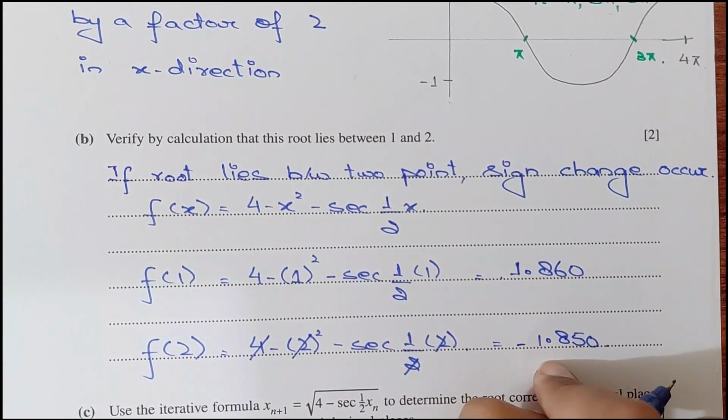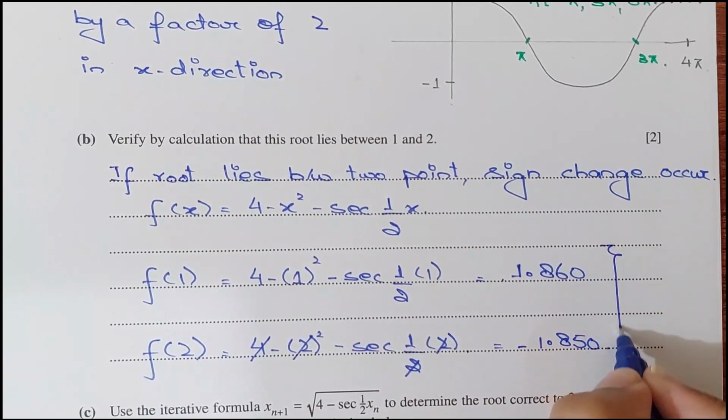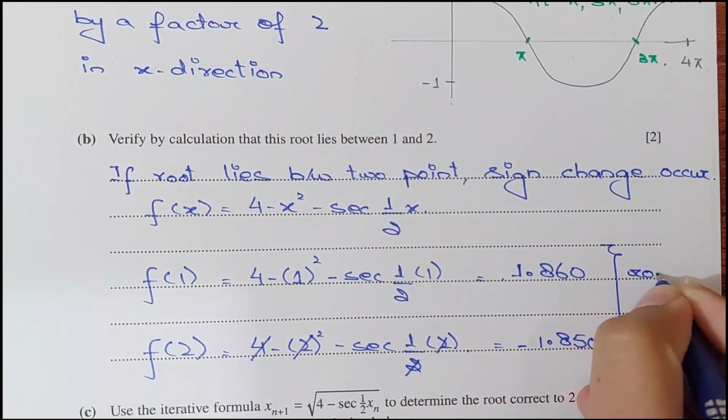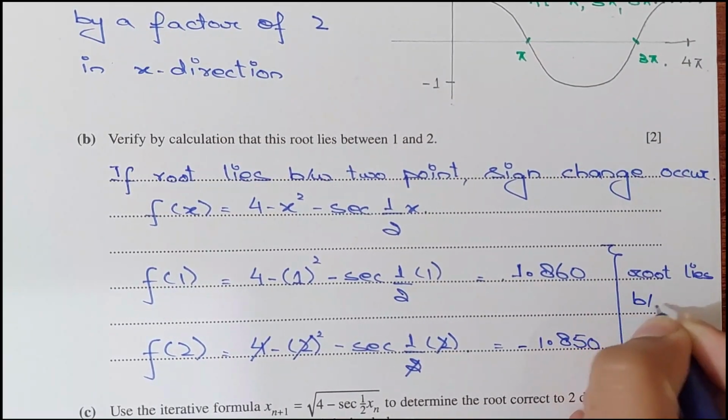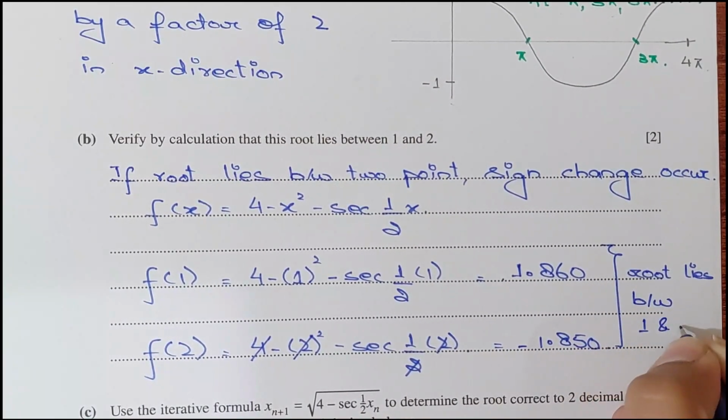So as you can see, the sign change occurs over here, so the function changes its value from positive to negative. So it means that the root lies between 1 and 2.